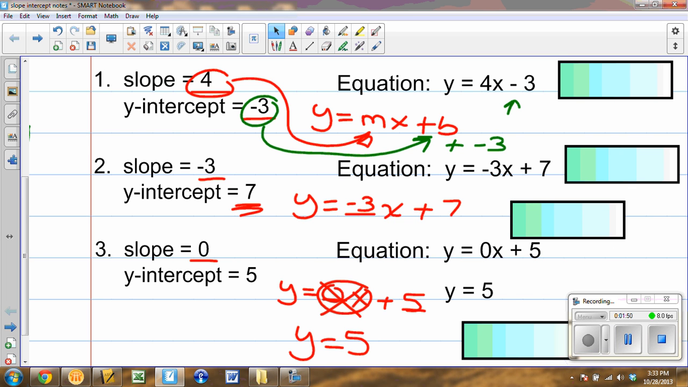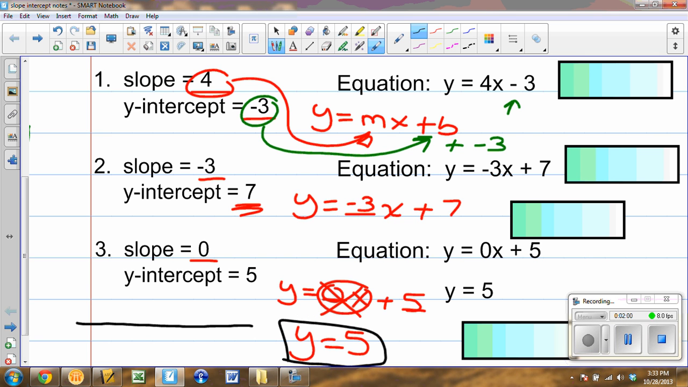And sometimes you do have equations where there is no slope. The slope of a line with a 0 slope would be a flat line, looks like this. So for a horizontal line, the equation actually looks like y equals and then whatever number it's on. And there's no x value.